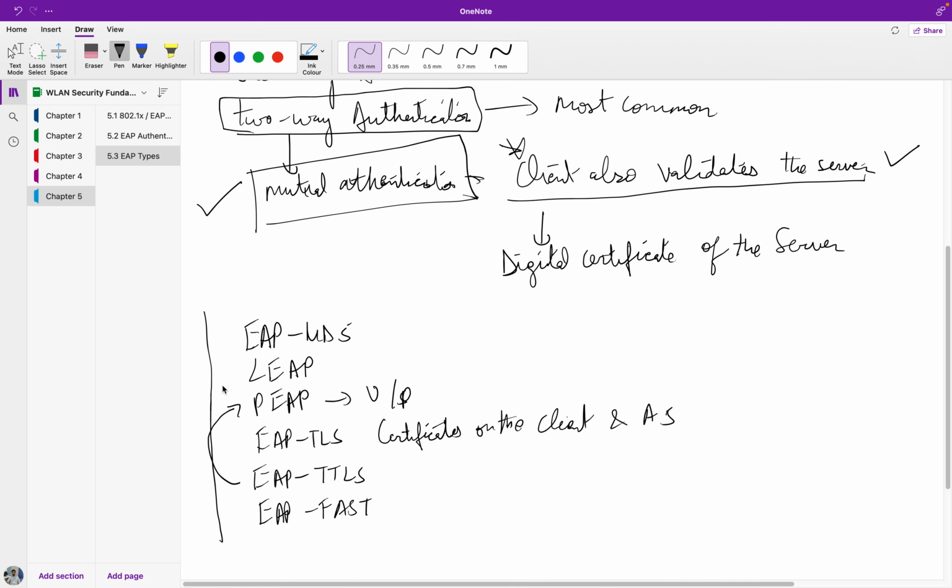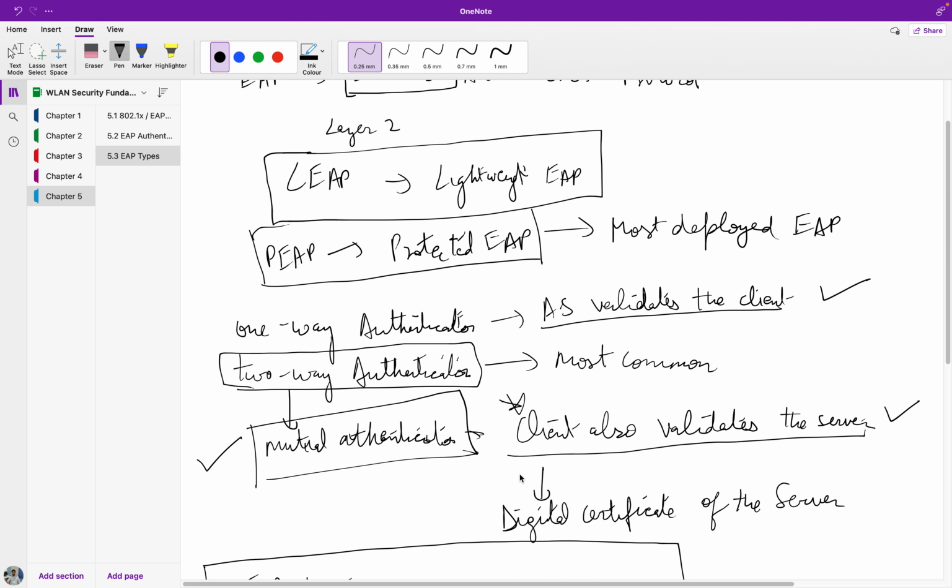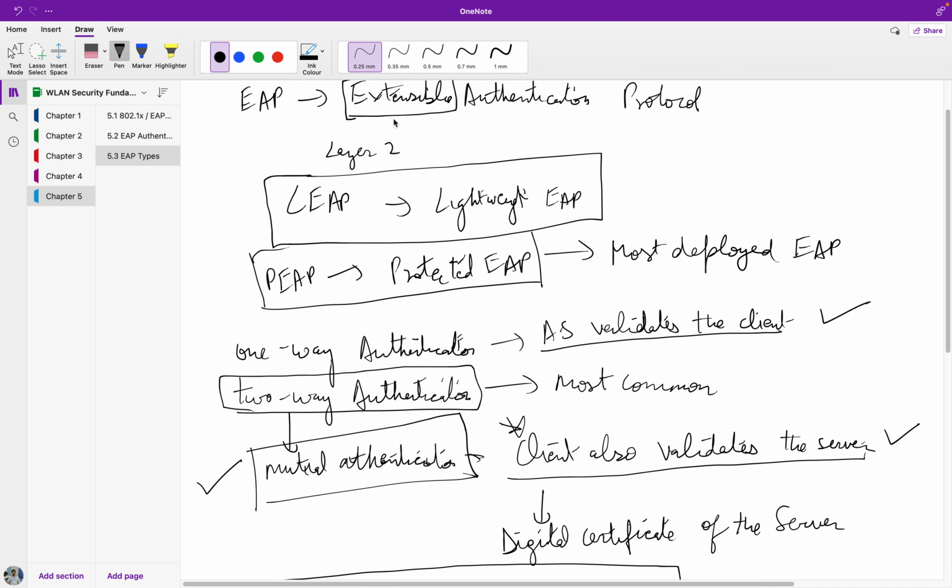And these are not just the ones. There are a lot more flavors of EAP which can be used in the networking world for the client to authenticate, and that's the reason why it's called extensible, because it's very flexible, and we have a number of flavors of EAP that can be run between the client and the authentication server.